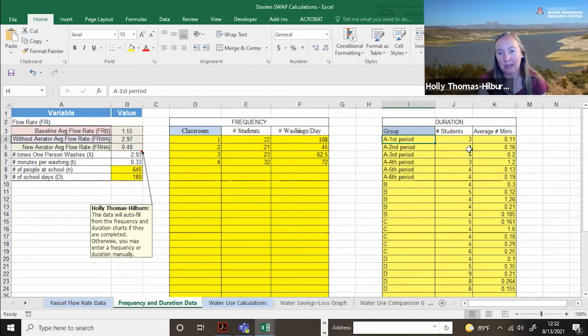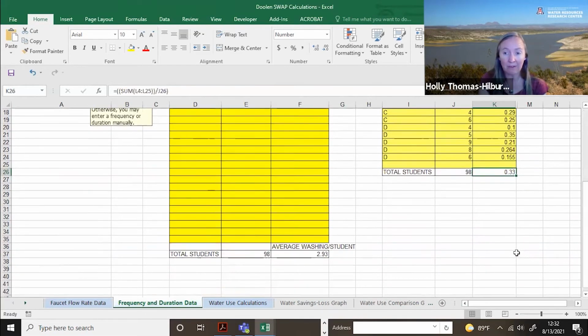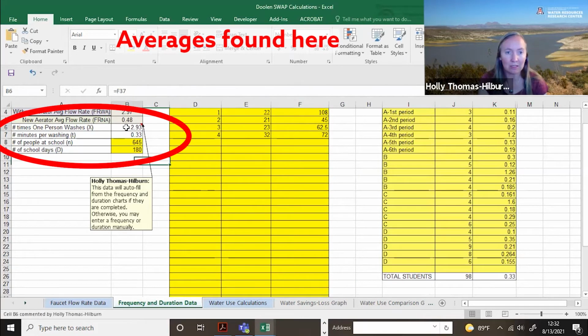You can see here that the way this is set up is for each group in each class period to enter how many kids are in their group and what the average time that they wash their hands for was. So that's there. So if you use those two things, the Excel spreadsheet will average out the numbers and give them to you and automatically input them here in these white boxes.